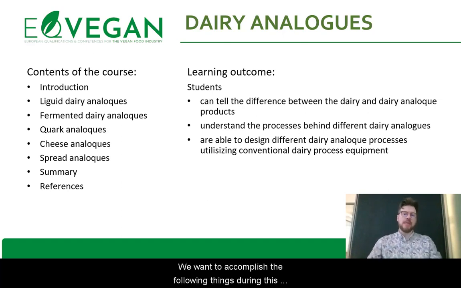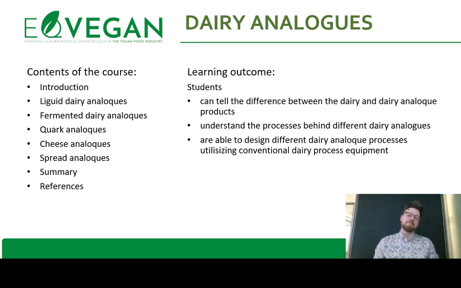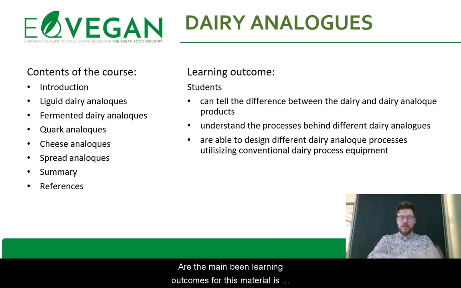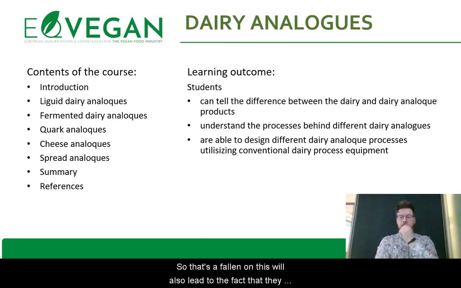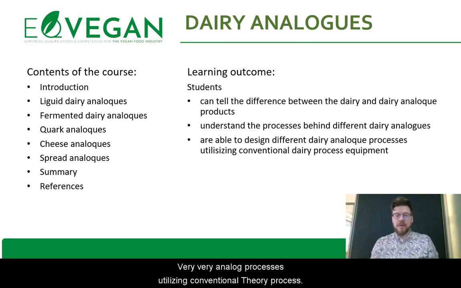We want to accomplish the following things during this lecture. We want to give you an introduction on the topic, and then we will go through the various vegan dairy analogues that we've presented here. The main learning outcomes for this material are that the students can tell the difference between dairy and non-dairy products, dairy analog products, and understand the processes behind them, and of course how much they differ from each other. That's important, and this will also lead to the fact that they will be able to design dairy analog processes utilizing conventional dairy process equipment.